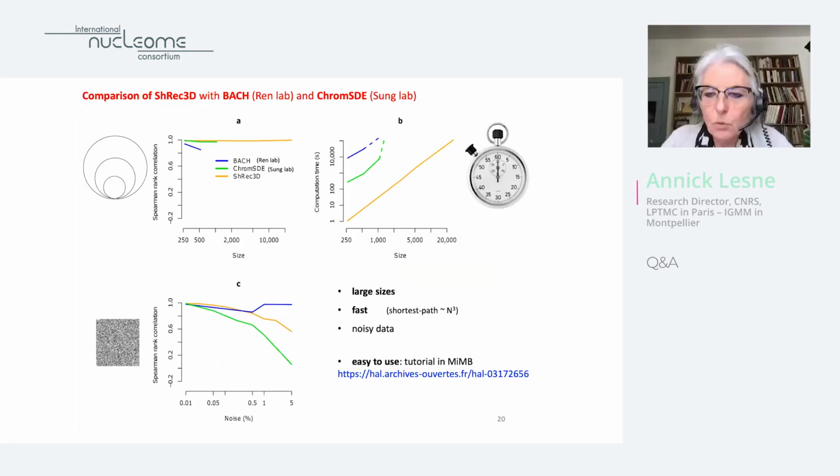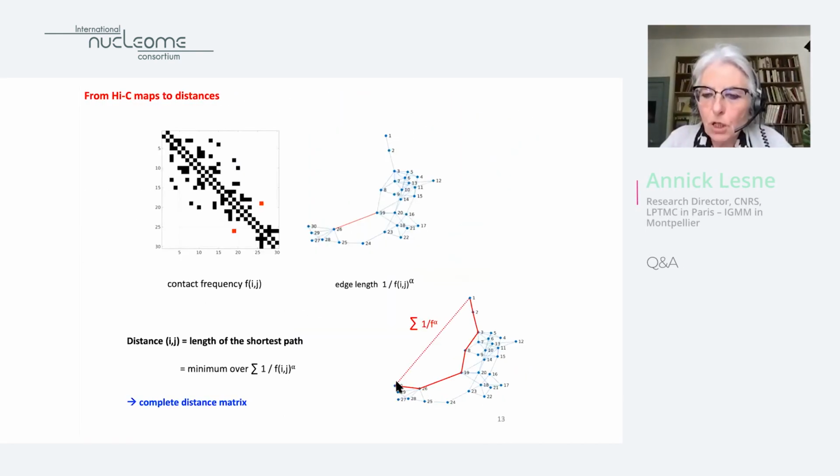No, I would rather say it is a bias from the experiment. Imagine you have a direct link between this one and 30 nodes. When the shortest path is smaller than the direct length, typically it is because the contact frequency is not reliable. It has not been recorded. The pair of segments have not been sequenced deeply enough. So it's rather a way to compensate for the sparseness of the Hi-C map.